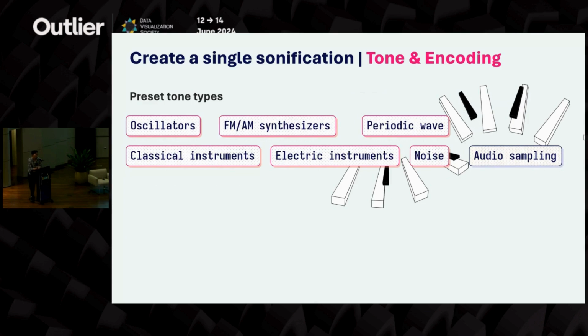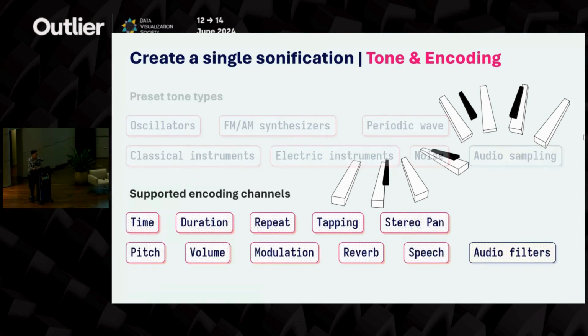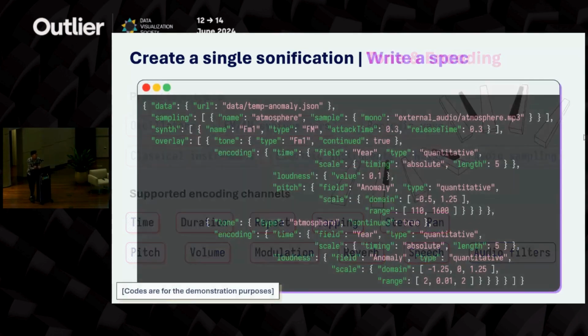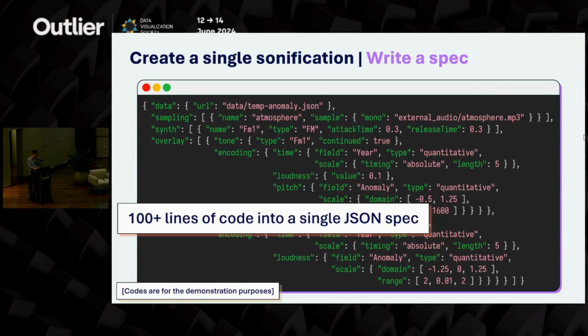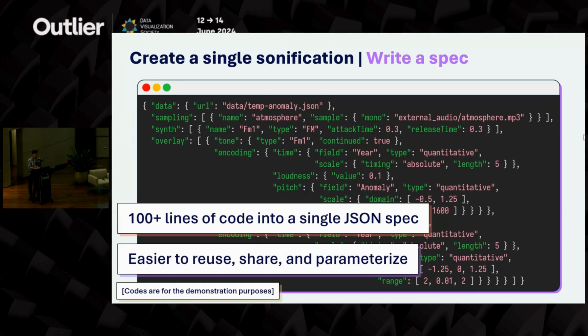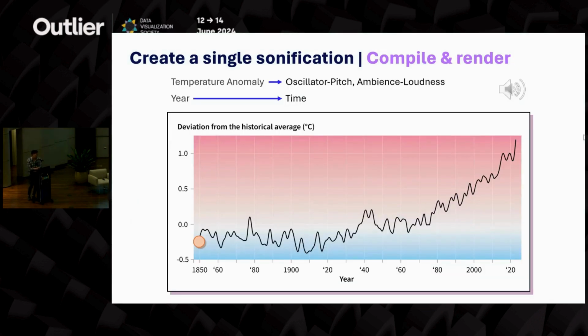Erie also supports other types of tones, such as classical instruments like piano and guitar sounds, or white noise, brown noise, etc. It also supports a wide range of auditory encodings, such as panning, repeating, etc. Then you can write this JSON spec. It looks a bit more complicated than it is. But anyway, it reduces hundreds of lines of code for an actual sonification into a single JSON spec, making it easier to reuse, share, and parameterize. You can just tweak these pink things to reuse this specification. And then it renders the sonification like this.